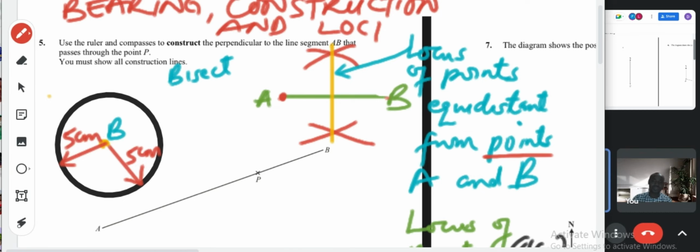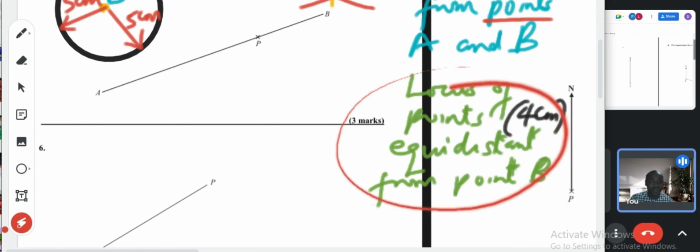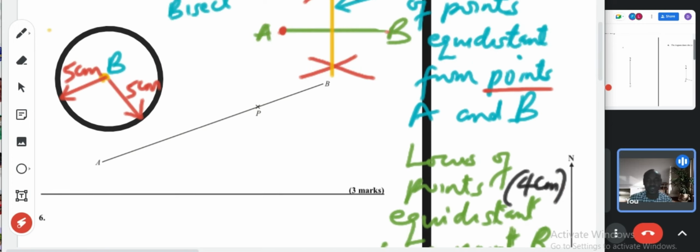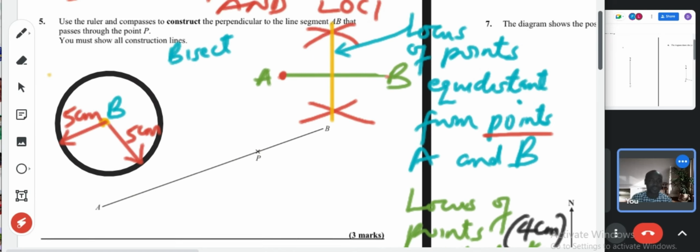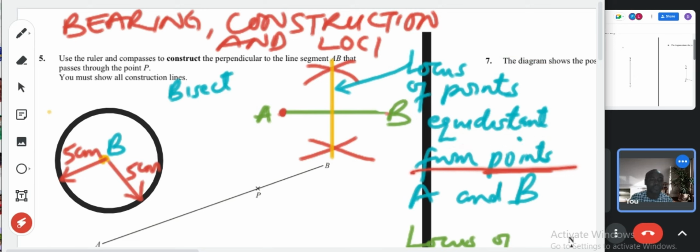In other words, to draw the locus of point equidistant from a given point, just draw a circle of the stated radius around that point. Is that clear? To draw the locus of point equidistant from two given points, A and B, what do you do first? I've said that before. What do you do?